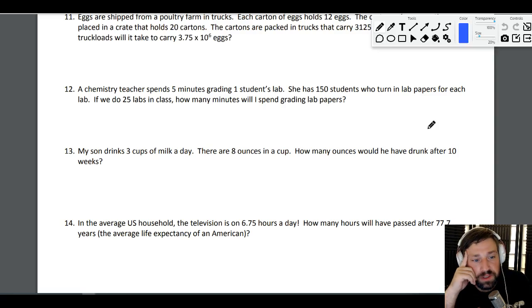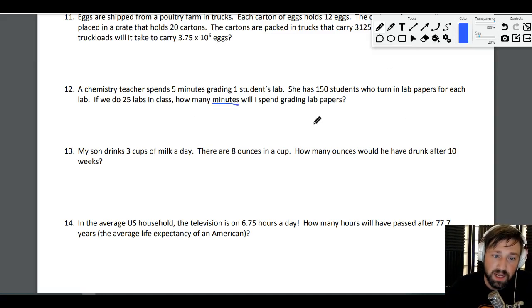Okay. A chemistry teacher spends 5 minutes grading one student's lab. It takes me a lot longer. I do big lab reports though. So, a chemistry teacher spends 5 minutes grading one student's lab. She has 150 students who turned in lab papers for each lab. If you do 25 labs in a class, how many minutes does this teacher spend grading lab papers?